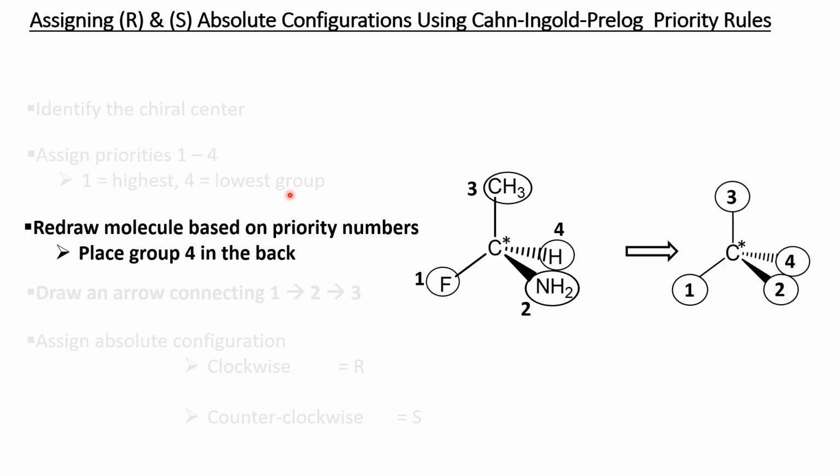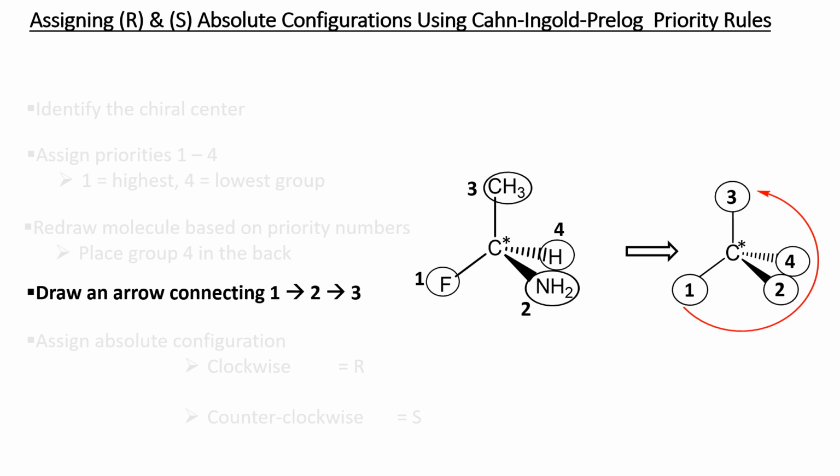Next, redraw the structure, replacing all the 4 different groups with their respective priority numbers. Then rotate the molecule such that group 4 will be in the back of the chiral carbon. However, since group 4 is already in the back of the chiral carbon, there is no need to rotate this molecule. Then draw an arrow connecting groups 1, 2, and 3, ignoring group 4.